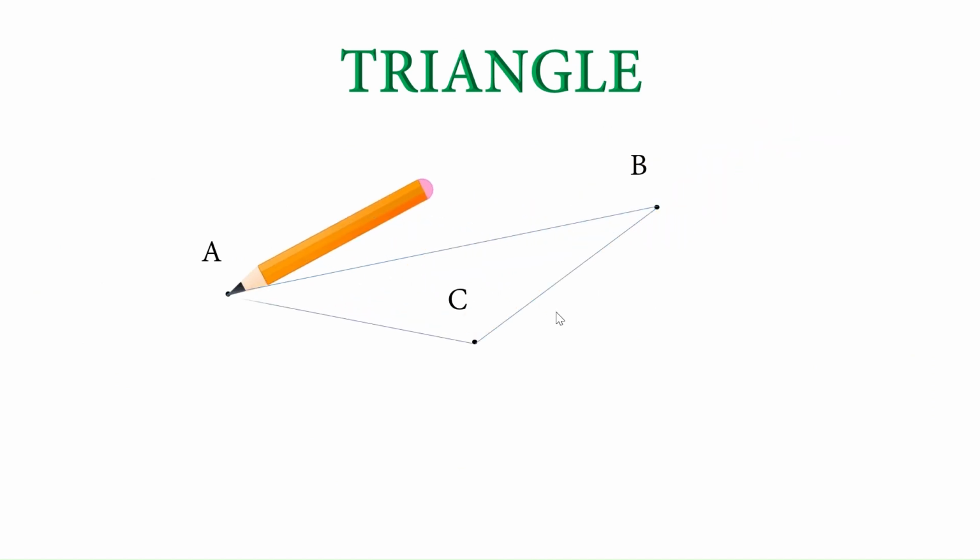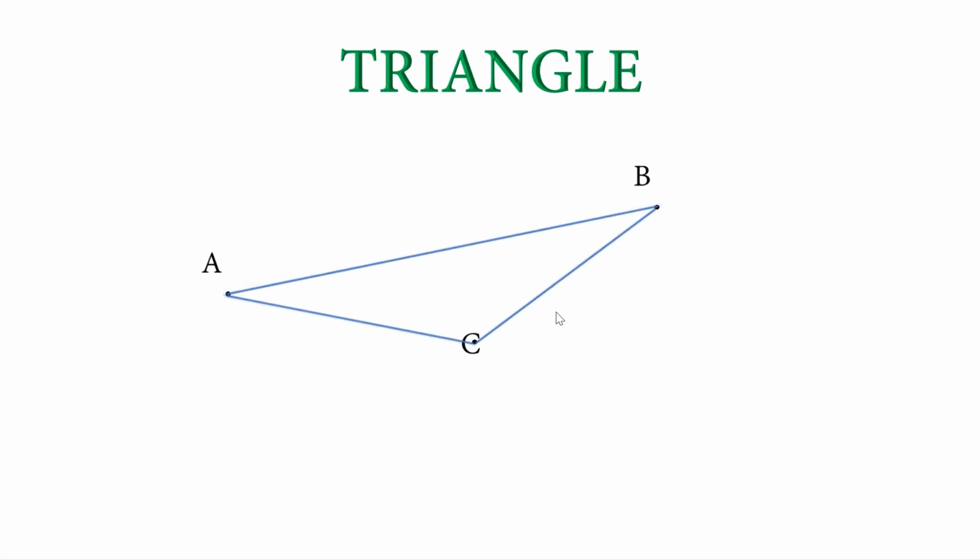Triangles. On a plane surface, consider any three non-collinear points. Non-collinear means they are not lying on the same straight line. Now, if we join these three points, then it forms a closed figure. This closed figure is called a triangle.